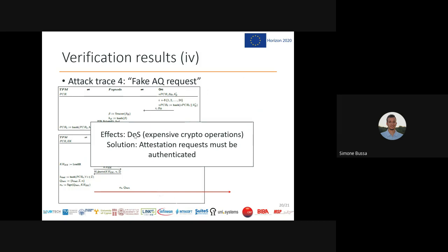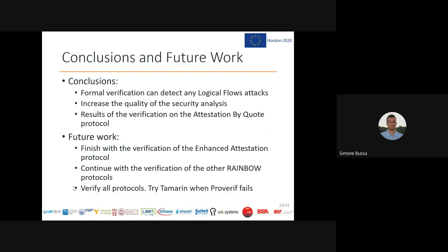And in particular, here the fork node consumes a lot of energy, a lot of resources, doing expensive cryptographic operations because it has to sign each response message. So also in this case, there is a denial of service attack. And yes, again, the solution is the authentication of the attestation requests.